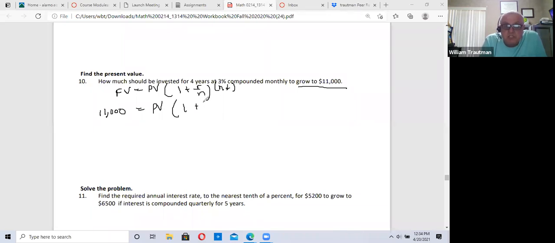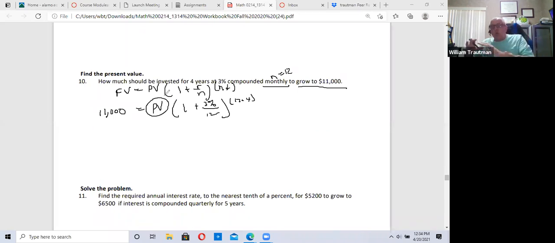The interest rate is 3%. Compounded monthly, n equals 12. There are 12 months in a year. 12 times the number of years, which is 4. Okay, so we're trying to find the present value. I need to take that whole other thing to the other side.